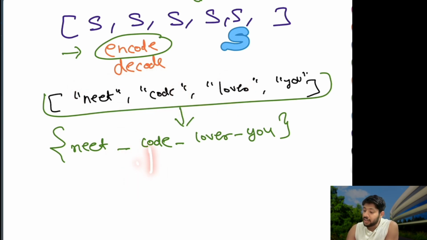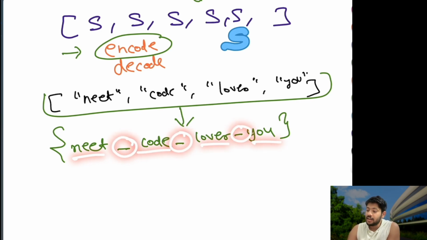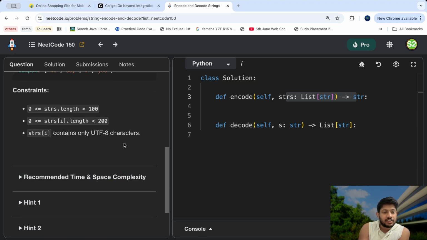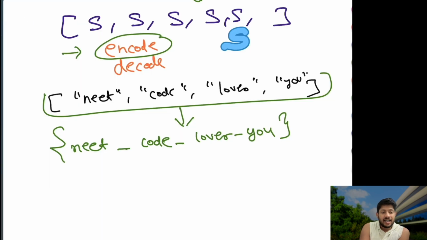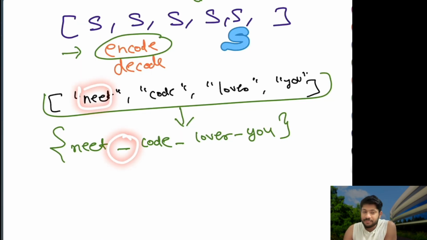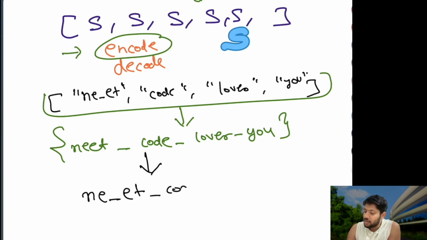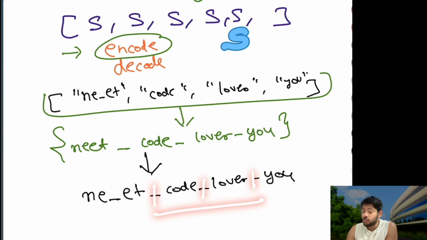Now you will say, okay, while decoding it, I will just create a list of strings by splitting it with the underscore. But here is the problem. The question says that the characters in the strings are UTF-8 characters. UTF-8 is an encoding, and basically it means that this underscore can actually be part of your string. So let us say your string is not neat. Maybe your string is ne_et. That's your string. So when you give it back as an encoding, it will be ne_et_code_lover_u. These three underscores are your separators.